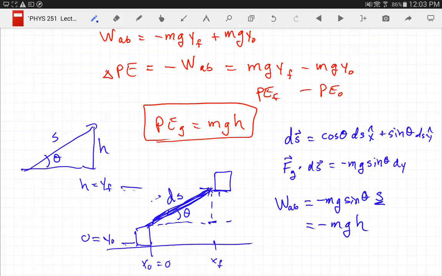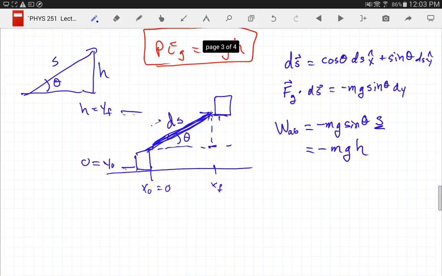And so it turned out that the work still only depended on the height. It didn't depend on the horizontal motion, simply because the force was vertical and work is force dot distance, so it's only the distance parallel to the force that mattered. And that's only the work due to gravity, right? That's only the work due to gravity, correct.